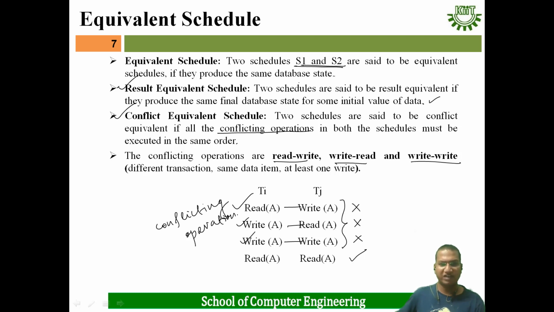If conflicting operations are present in two schedules, suppose S1 and S2, suppose conflicting operation read write is present here, write read is present here, write write is present here.